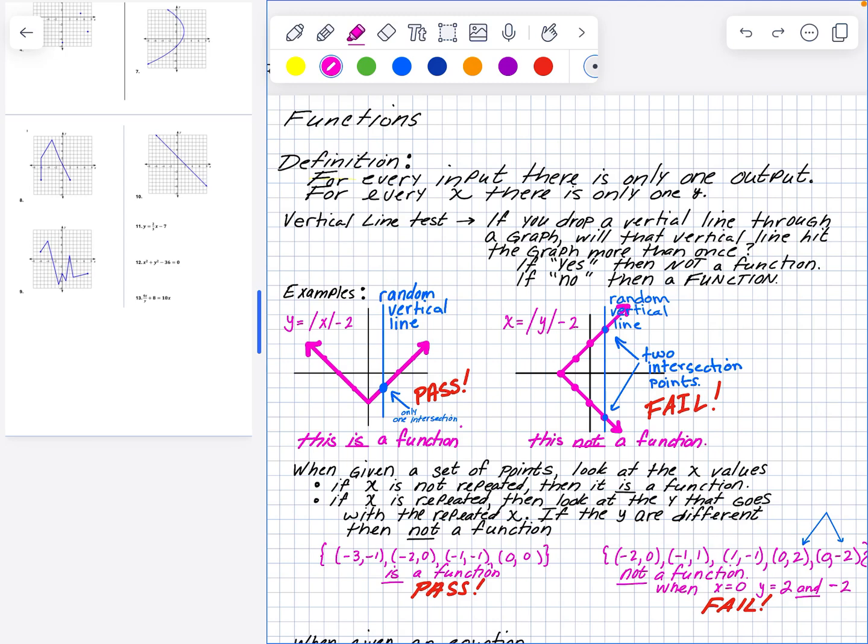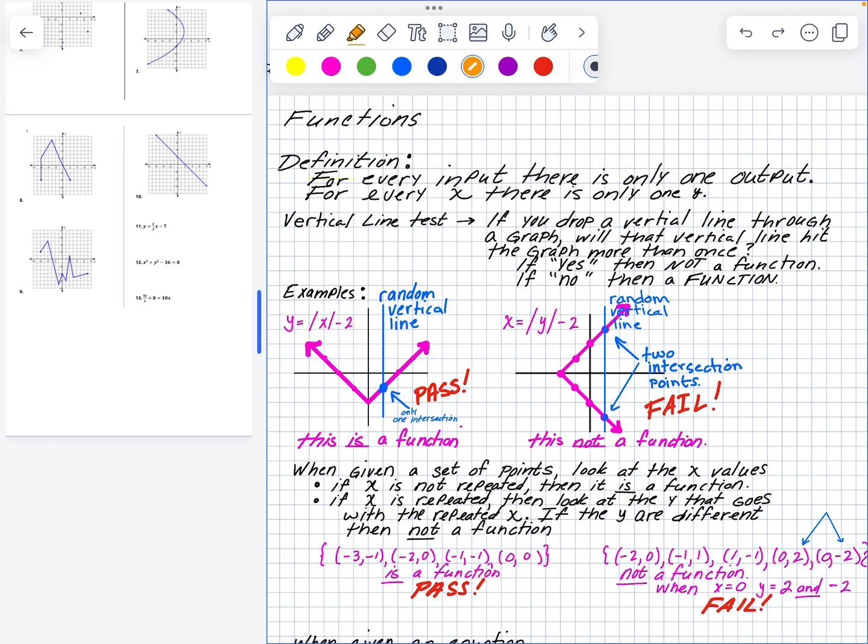Good morning, friends. This video is going to be on how to determine if a relation is a function. And I have up the notes that you can find in Canvas.